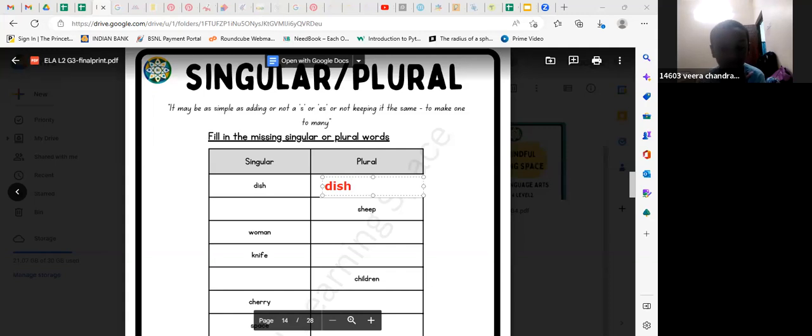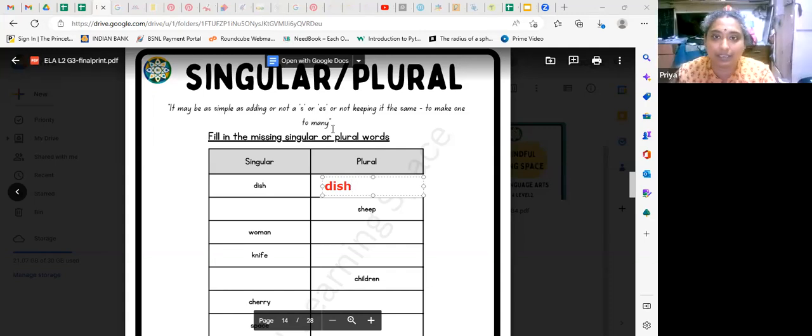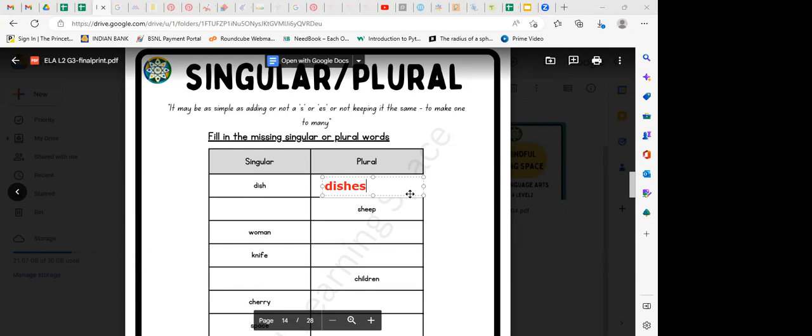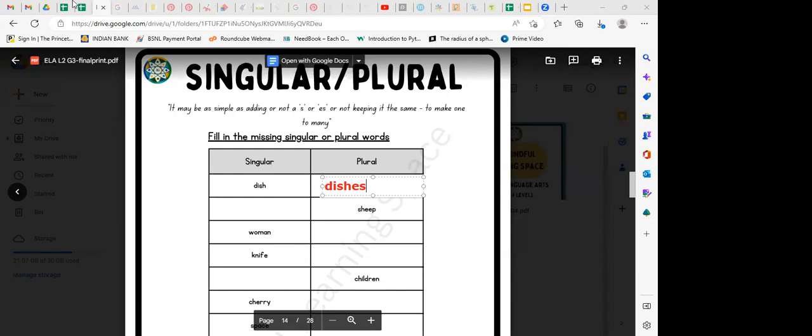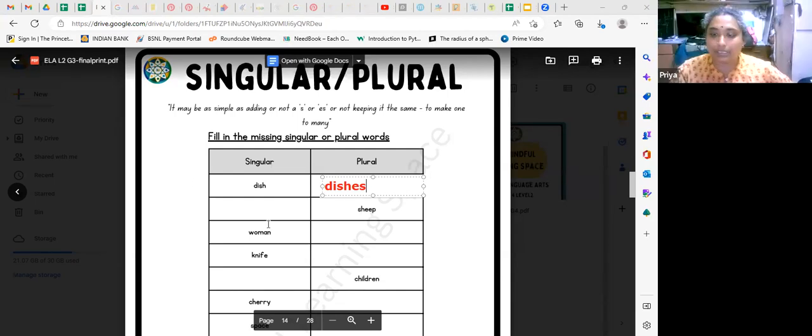D-I-S-H-E-S. Yes, dishes. Okay. Grade 4, same page number 14. You have a different exercise.